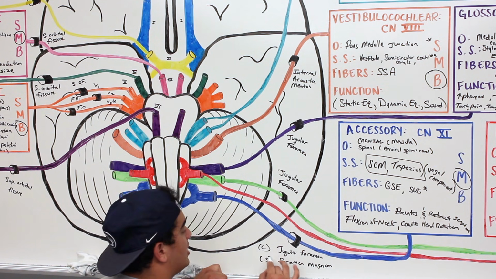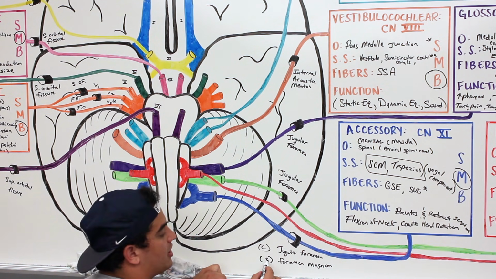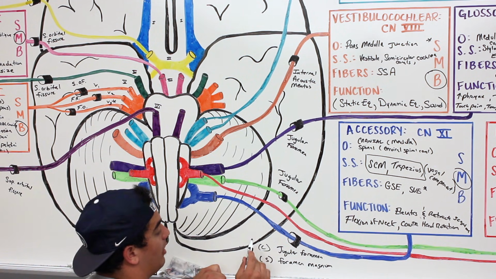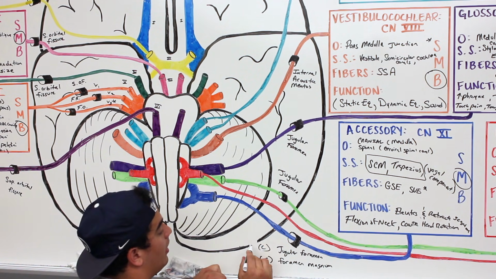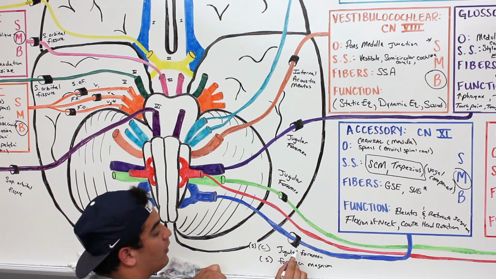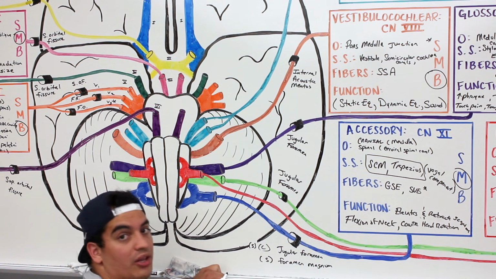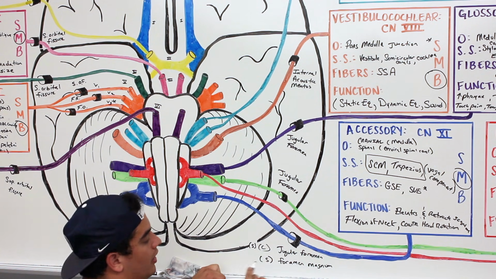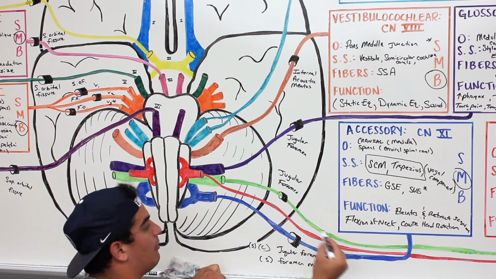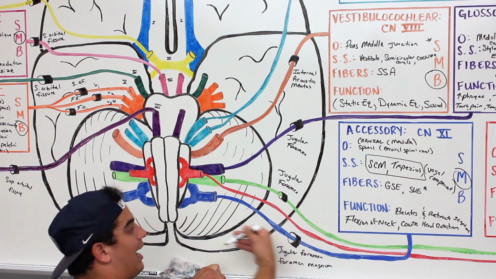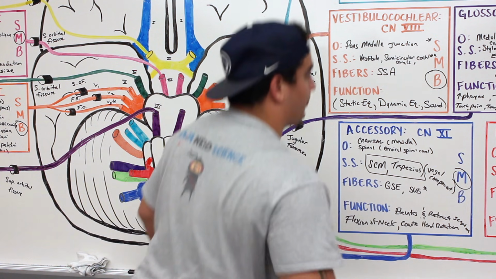And this is going to be the spinal part. But then remember, the spinal part fuses with the actual fibers from the cranial part and moves through the jugular foramen. So both the spinal component and the cranial component can move through the jugular foramen. Okay, just so that we're clear. So spinal component moves up through the foramen magnum, combines with some of the cranial fibers, and moves out through the jugular foramen. Sweet deal.